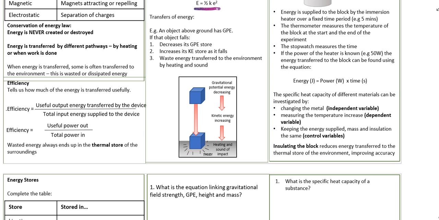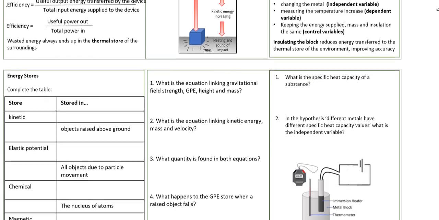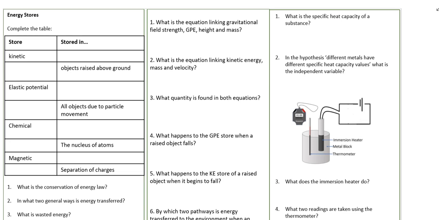The specific heat capacity of different materials is investigated by the following method. Insulating the block reduces the energy transferred to the thermal store of the environment, improving accuracy. Gravitational potential energy decreases, kinetic energy increases, with heating and sound on impact. Then next one, it is energy stores.